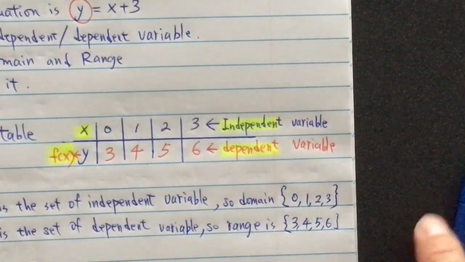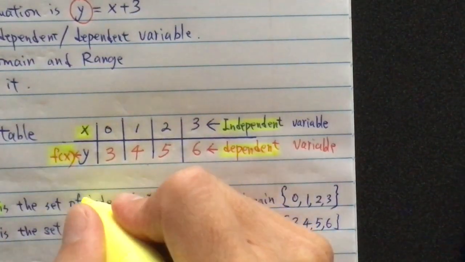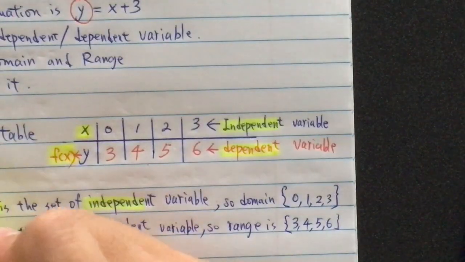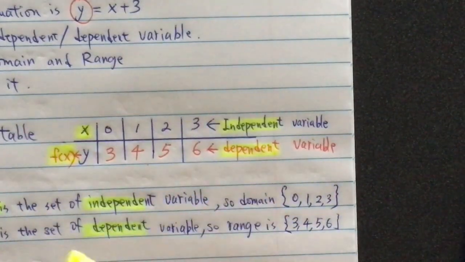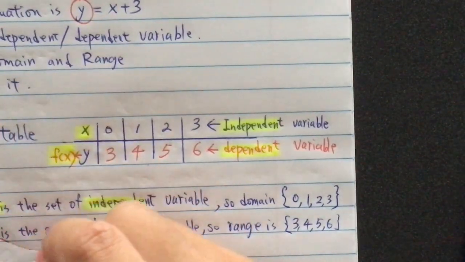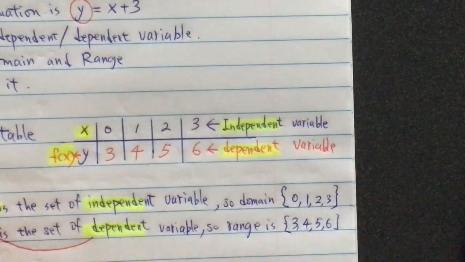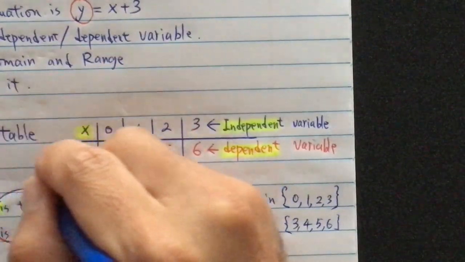You get it? So now I want to highlight: the domain is about the independent variable, and the range is about the dependent variable. Now I want you to make a line. This is the range, and this is the domain.